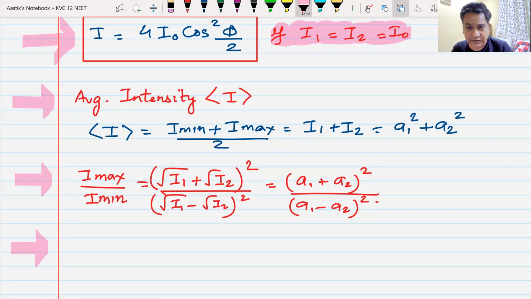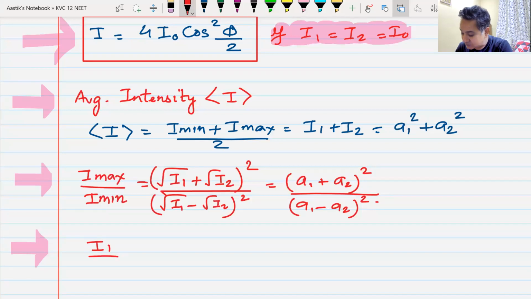Sometimes they give you slit width. What do you mean by slit width? Now, in Young's double slit experiment, we are going to have slits. A slit is nothing but a small hole, opening, pinhole. If this hole is very small, very less light will come out of it. If it is very large, more light will come out of it. So that is how I remember it.